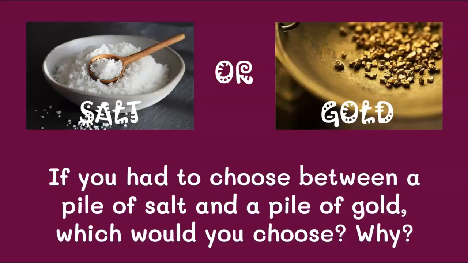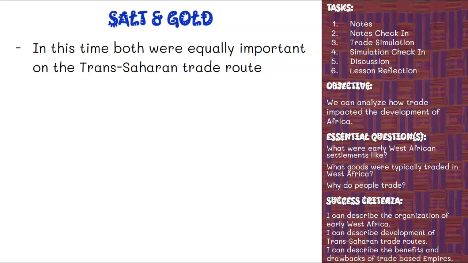So, I want you to think for a second. We're going to play a little Dora the Explorer action. What would you rather choose, salt or gold, and why? So no matter what you just picked, it doesn't matter because both at the time were perfect for trade, and they were considered equally as valuable and important.